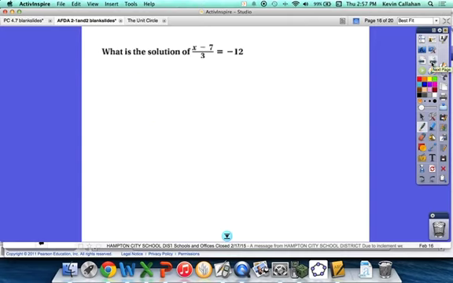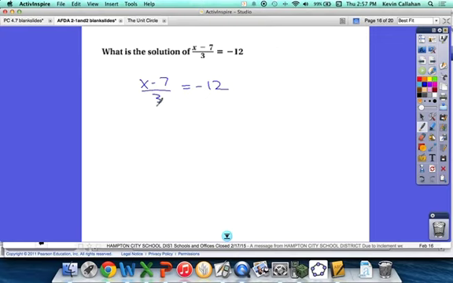Now, here's where it gets just a little more interesting. x minus 7 divided by 3 equals negative 12. And the question would be, there's two things that are with x that you have to undo. You've got to undo the minus 7 and you've got to divide by 3.